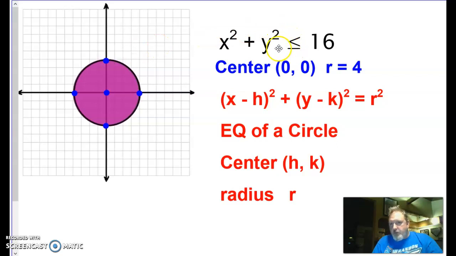Now, if this was greater than or equal to 16, we would have shaded outside here, because then we would have gotten 0 greater than 16, and that's false. But since it's less than or equal to, it's inside the circle. If it was greater than or equal to, it would be outside the circle.